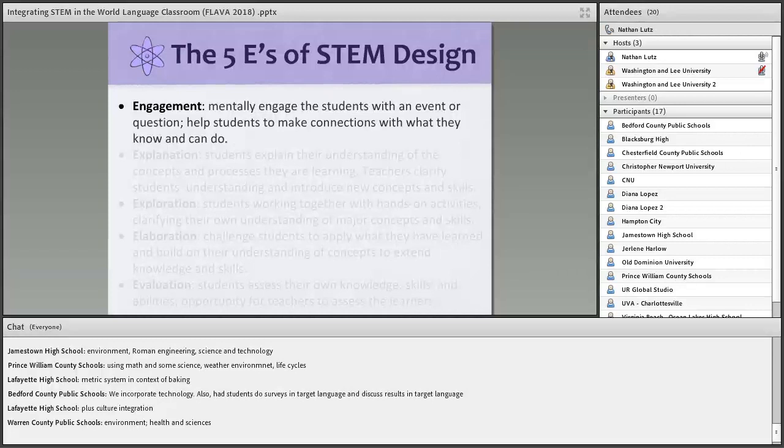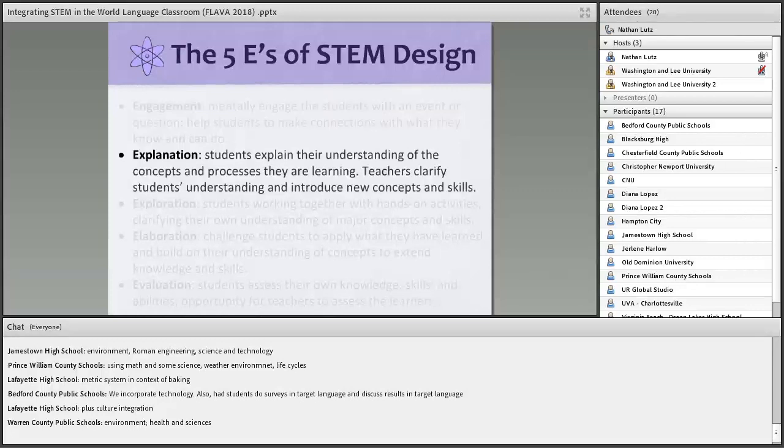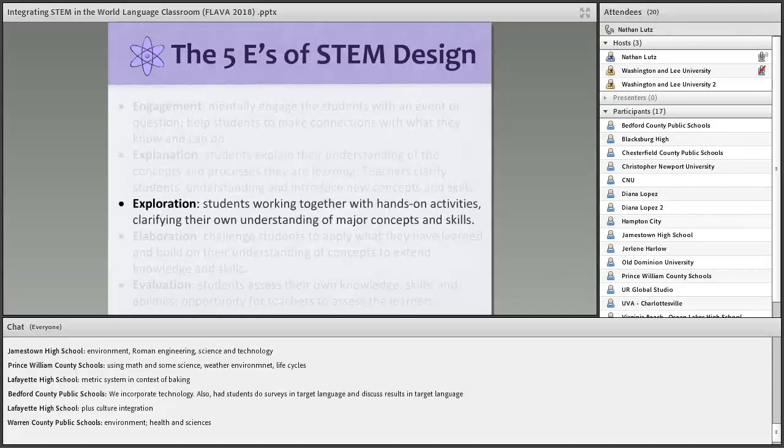Engagement is where we mentally engage the students with an event or question and help students to make connections with what they know and what they can do. The next phase is explanation, in which students explain their understanding of the concepts and processes they are learning. Teachers clarify students' understanding and introduce new concepts and skills. The next phase is exploration, in which students are working together with hands-on activities, clarifying their own understanding of major concepts and skills.